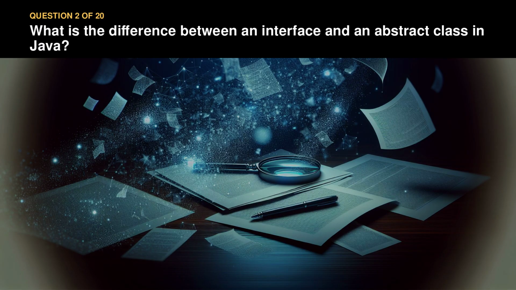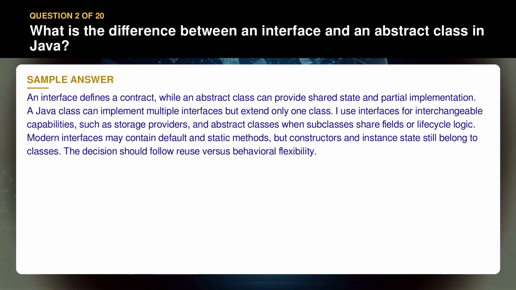Question 2. What is the difference between an interface and an abstract class in Java? An interface defines a contract, while an abstract class can provide shared state and partial implementation. A Java class can implement multiple interfaces but extend only one class. I use interfaces for interchangeable capabilities, such as storage providers, and abstract classes when subclasses share fields or lifecycle logic. Modern interfaces may contain default and static methods, but constructors and instance state still belong to classes. The decision should follow reuse versus behavioral flexibility.